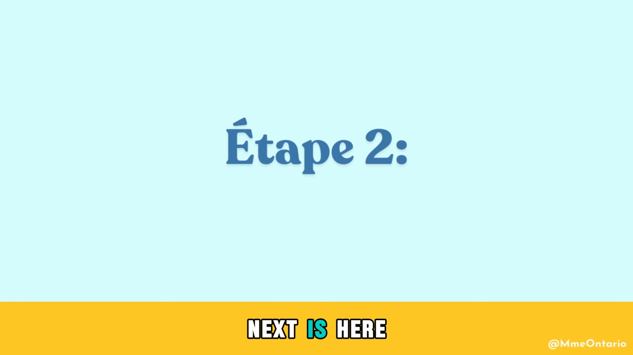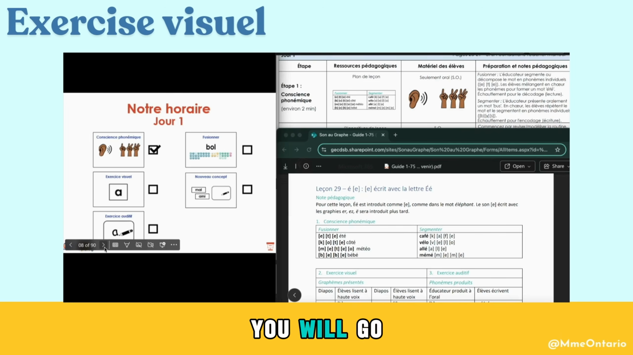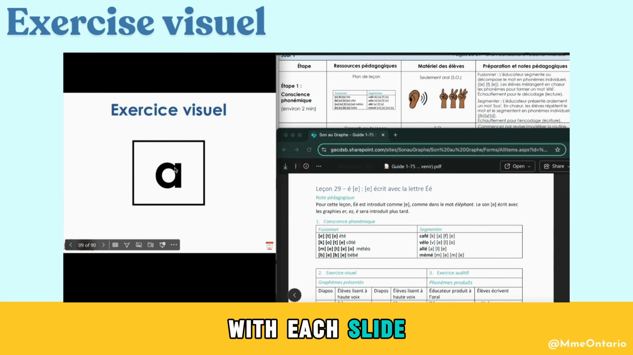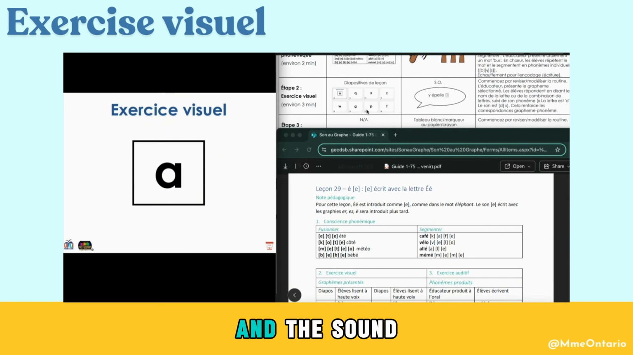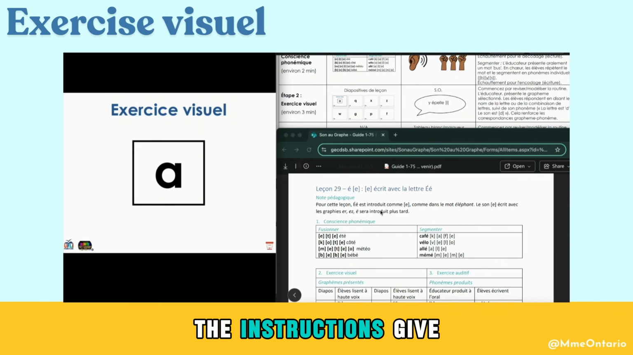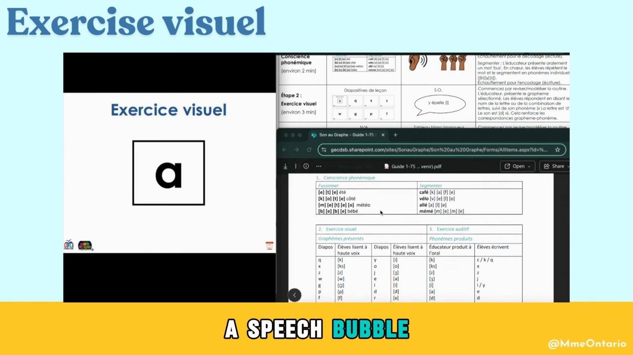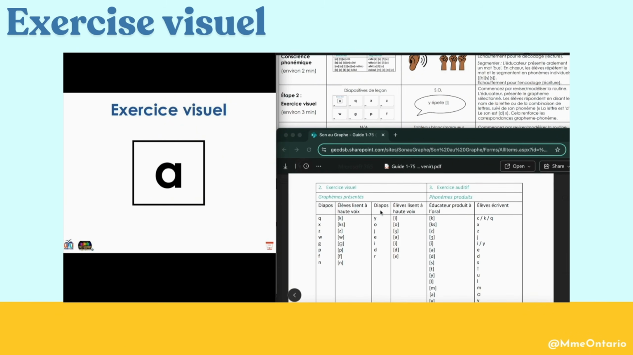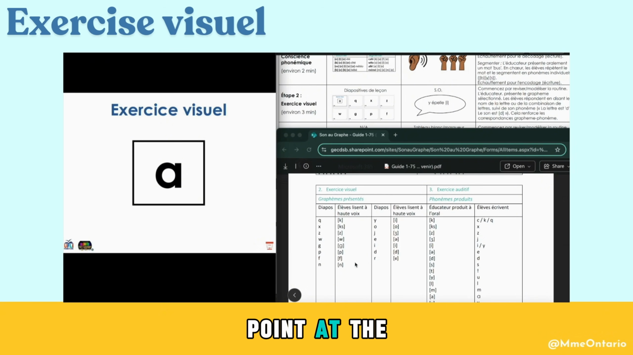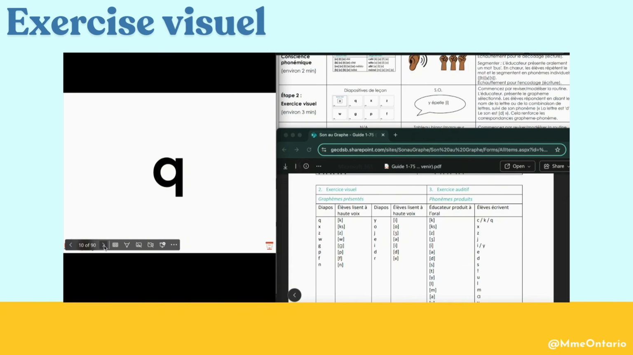Next is Exercice visuel. Here, you will go through the PowerPoint with each slide showing a different letter. Students will say the letter name and the sound. The instructions give an example with a speech bubble saying Y épelle I. I like to point at the slide and ask, quelle est la lettre? Quel est le son? For example, quelle est la lettre? Q. Quel est le son?